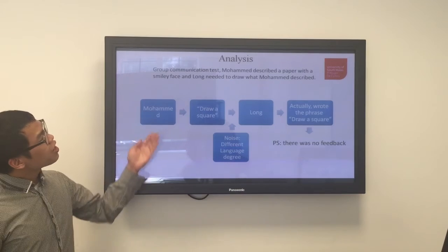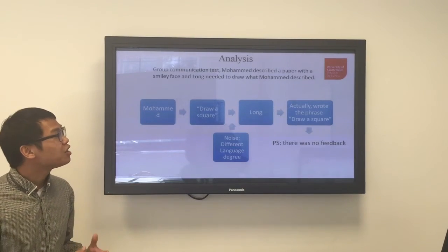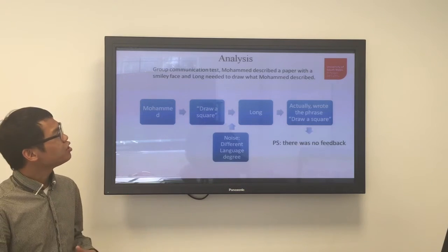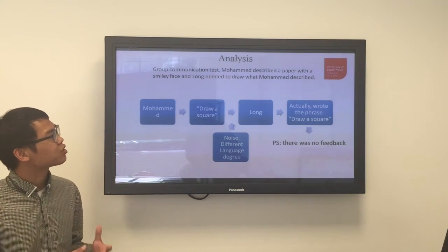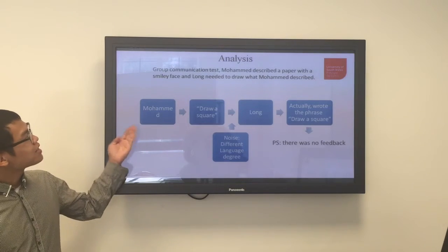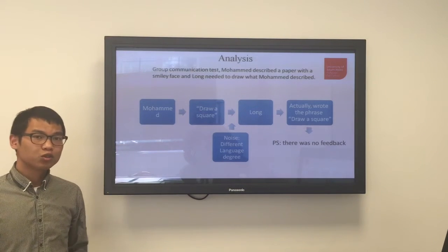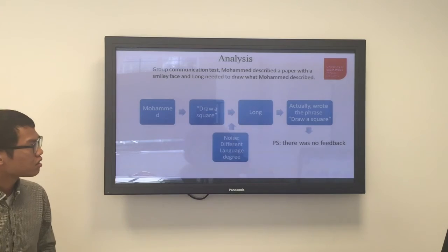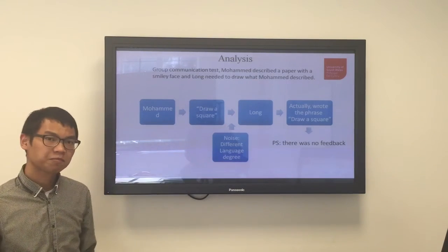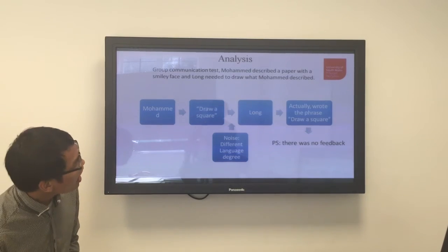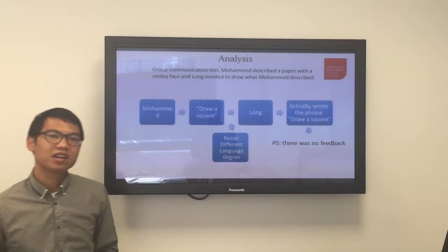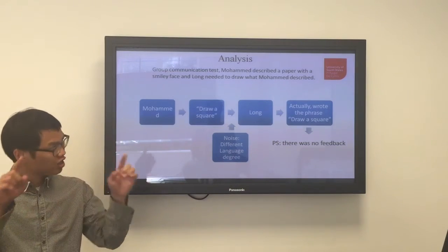In the group communication test, Mohammed described a paper with a smiley face, but Noam needed to draw what Mohammed described. In this case, Mohammed was the sender. He said, draw a square, but Noam misunderstood due to different language levels. Actually, Noam wrote the words "draw a square" instead of drawing a shape.